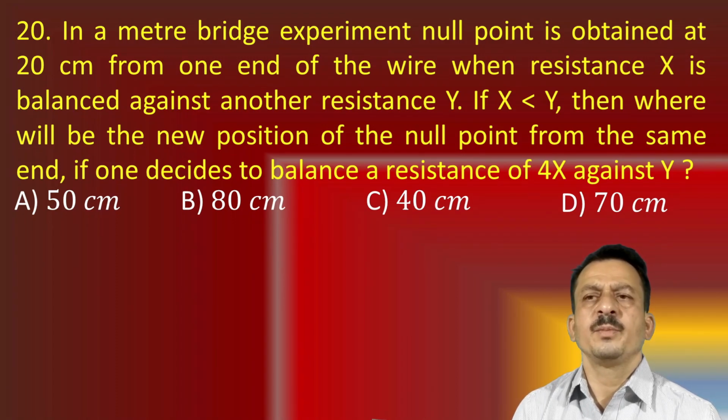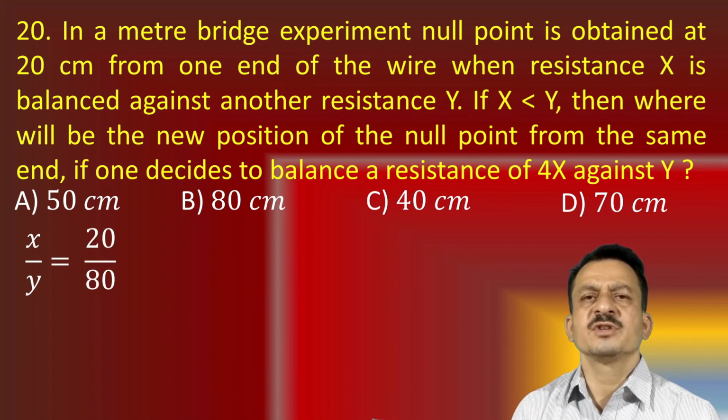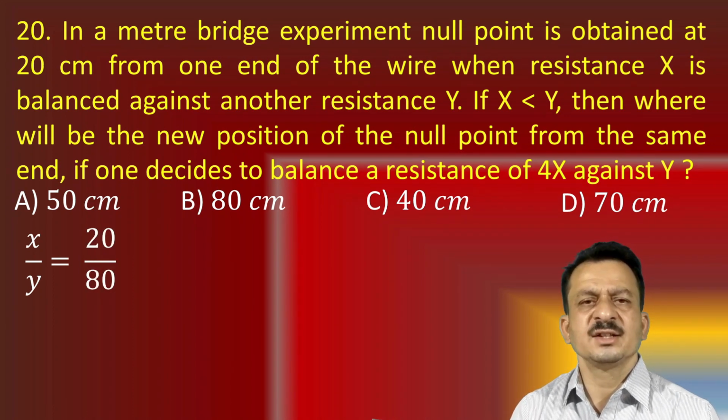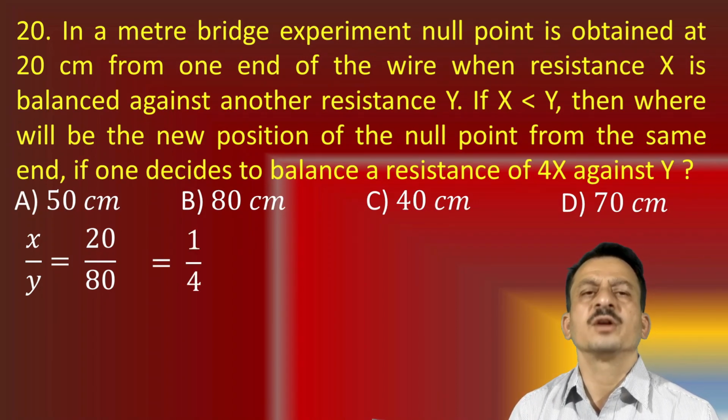So here in the arm P we are having X and in the arm Q we are having Y. Therefore X by Y is equal to, they have given in the first case 20 centimeter is the balancing length, therefore 20 and 100 minus L is 80. Therefore X by Y is equal to 1 by 4 we have got.